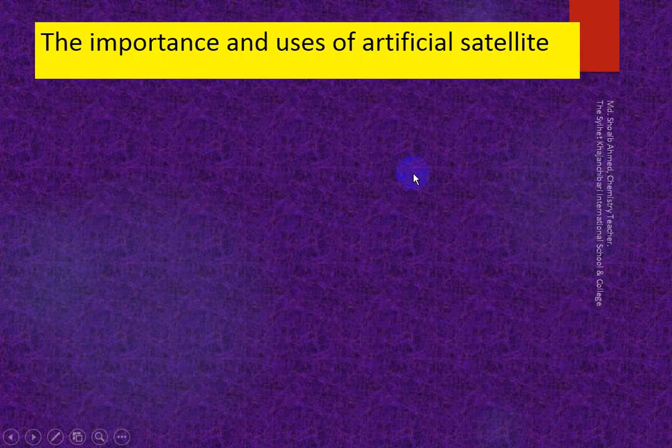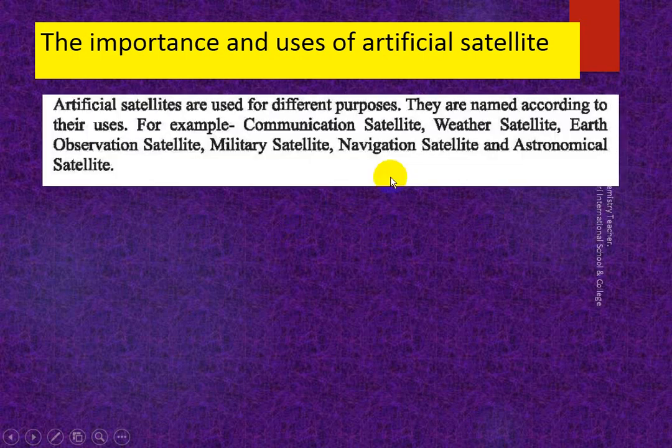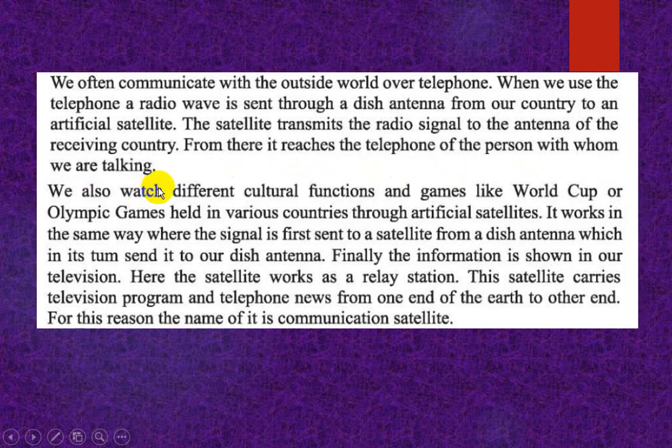The importance and uses of artificial satellites. Artificial satellites are used for different purposes. They are named according to their uses. For example, communication satellite, weather satellite, Earth observation satellite, military satellite, navigation satellite, and astronomical satellite. Okay, this is a communication satellite.